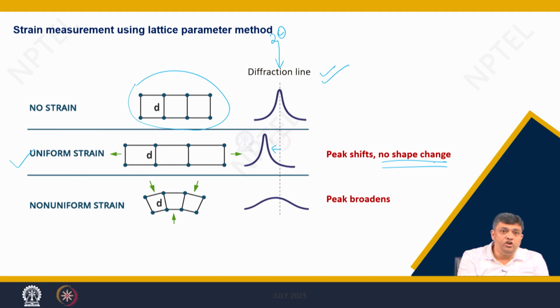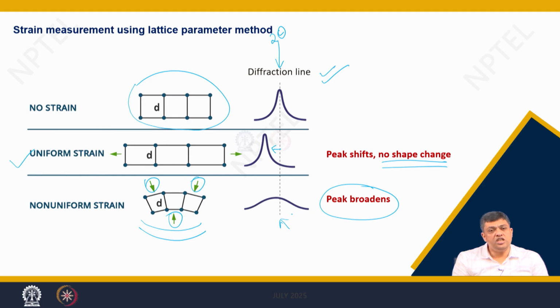But if you have non-uniform strain, then you see that the nature of the lattice is changing due to non-uniform strain, and you get peak broadening along with a slight shift in the peak position. So, just by looking at the change in these peak profiles, you can start getting information about the nature of strain, and using the mathematical formulations you can also quantify the strain.